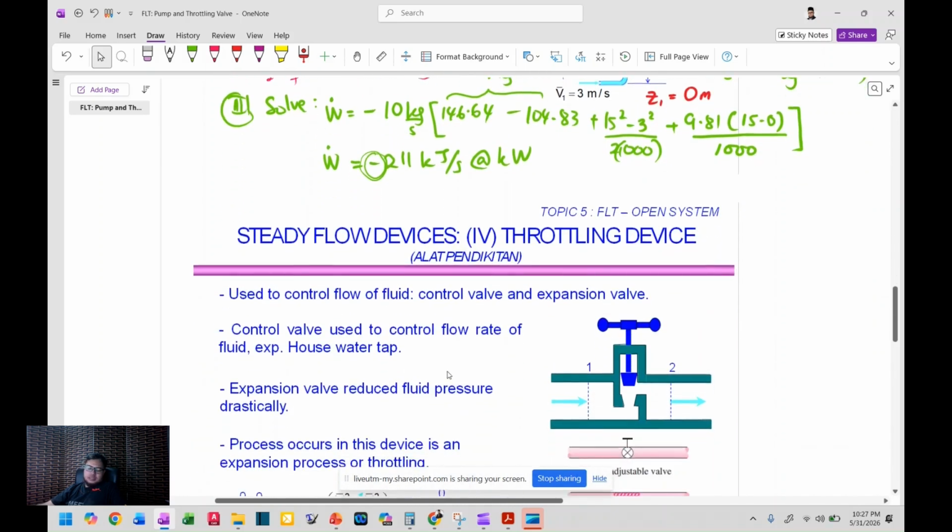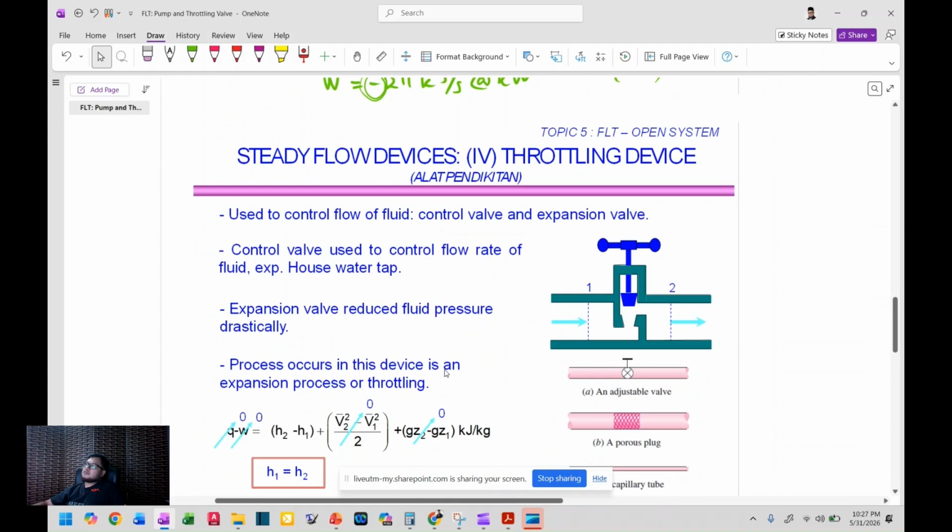The next device is called the throttling valve. Okay. In the Malay language, it's called alat pendikitan. Okay.